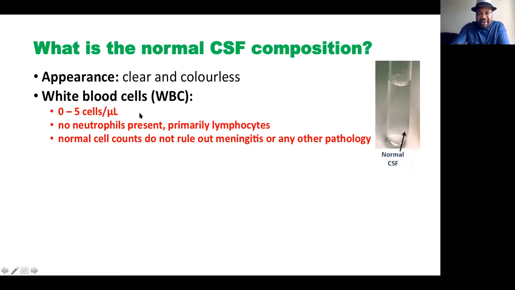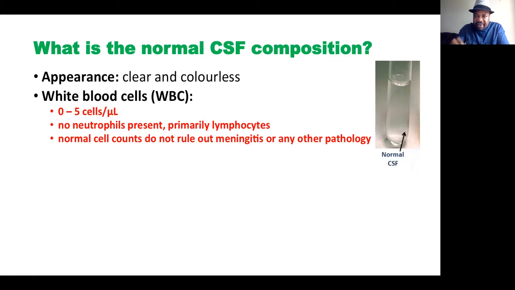Now, the white blood cells here, usually you have very few, below 5 cells per microliter, okay? So no neutrophils should be present. Those 0 to 5 cells are usually lymphocytes. You usually don't find neutrophils. But all you need to be aware of is that a normal cell count should not completely rule out meningitis or any other pathology.